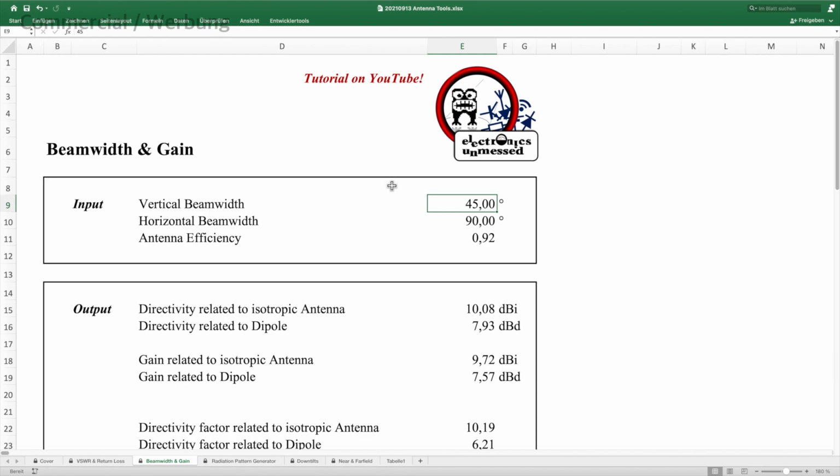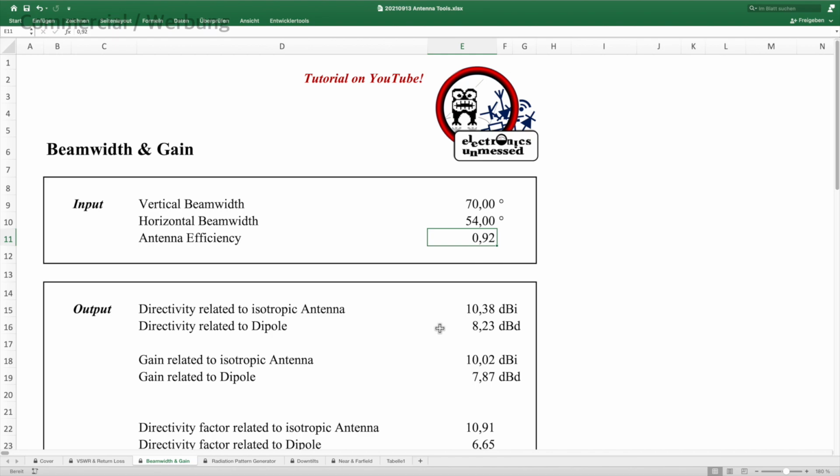We assume a Yagi antenna having a vertical beamwidth of 70 degrees and a horizontal beamwidth of 54 degrees. The resulting value for the directivity would be 10.38 dBi. And you get also the value in dBd here, which is always 2.15 dB less. Okay, fine so far.